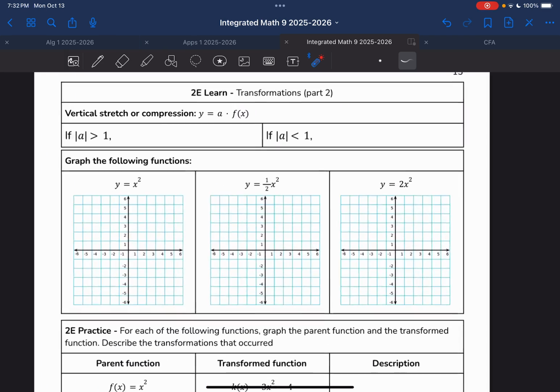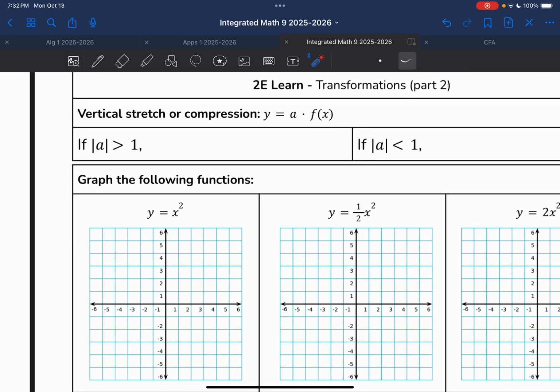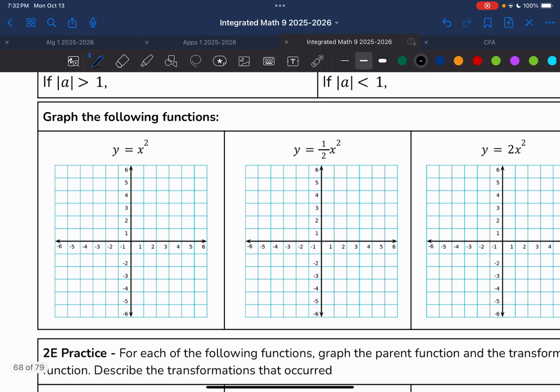Now we're going to talk about stretching the function up or compressing it. And we do that by multiplying something in front of the function by some number. If the absolute value of that number is greater than 1, then we are stretching it. If that number is smaller than 1, then we are compressing it. And obviously if it's negative, then you're flipping it below the x-axis, whereas if it's positive, it stays the way it is. So let's start with our parent function.